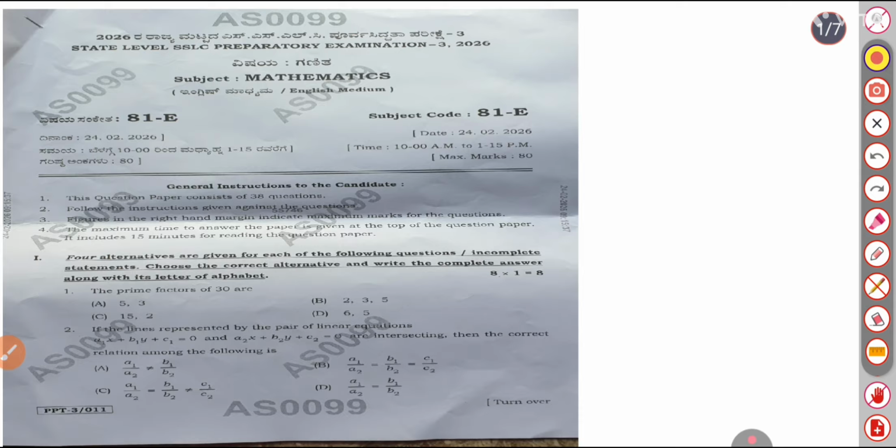Today let us solve the State Level SSLC Preparatory Examination 2026 Mathematics paper. First main is MCQ. In that, the first question is: the prime factors of 30 are.